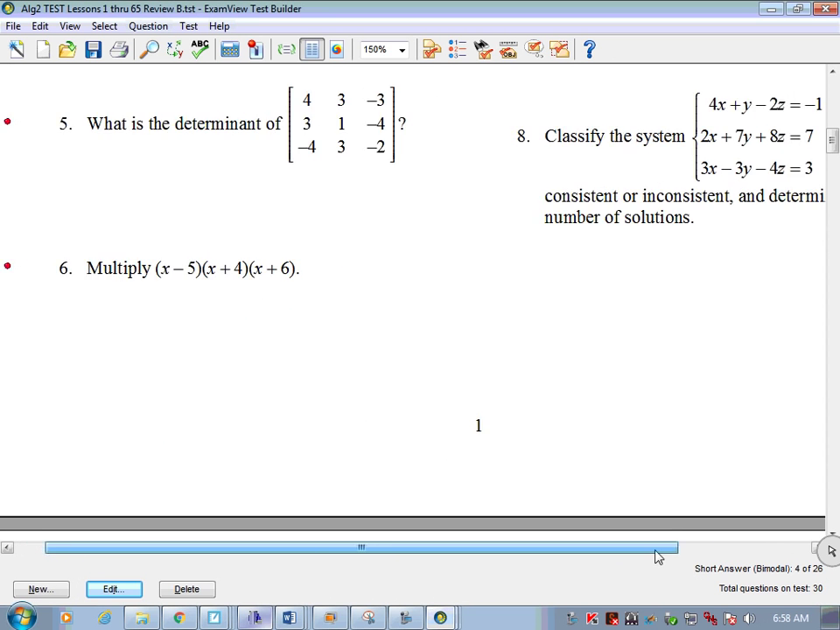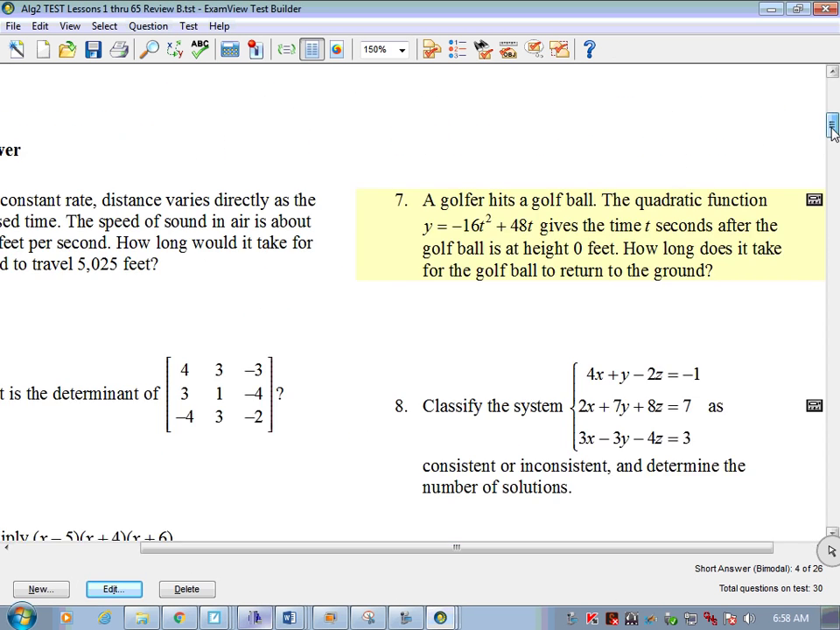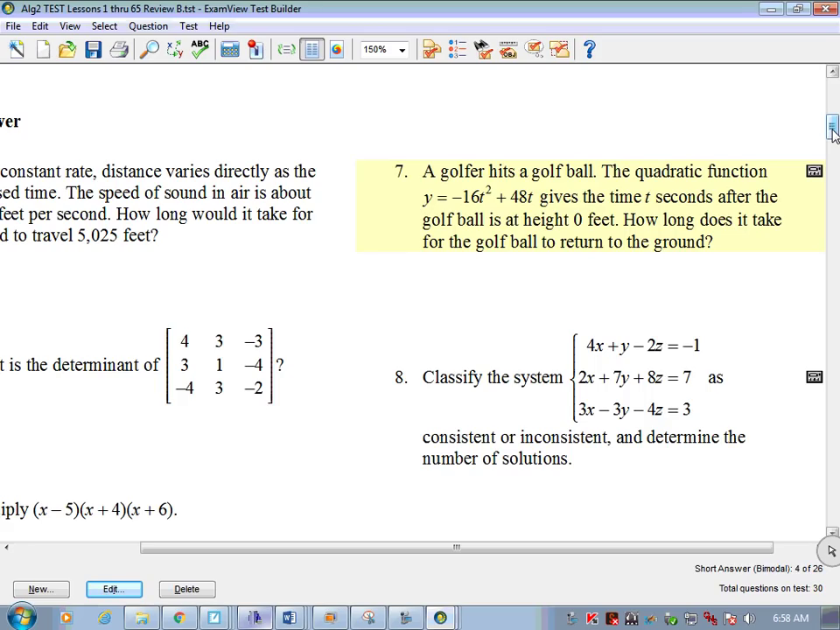All right, let's come up to 7. A golfer hits a golf ball. The quadratic function y equals negative 16t squared plus 48t gives the height in feet, t seconds after the golf ball is hit, at a height of 0 feet. How long does it take for the golf ball to return to the ground? All right, so we've seen questions like this before. Essentially, we're trying to solve for t. So if we have negative 16t squared plus 48t, we want to look and see what we can factor out.